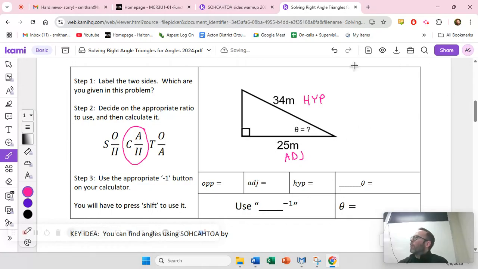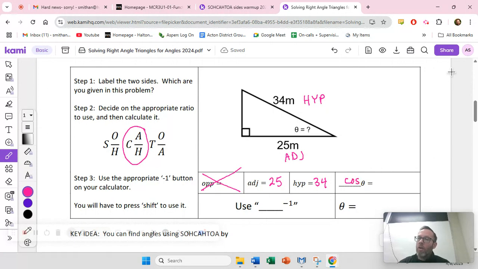This is all stuff you could just do in your head. You don't have to write all this stuff down. But yeah, cosine is the one we should be using here. We don't care about the opposite. It's not involved in this problem. The adjacent is 25. Hypotenuse is 34. So we will use cosine.